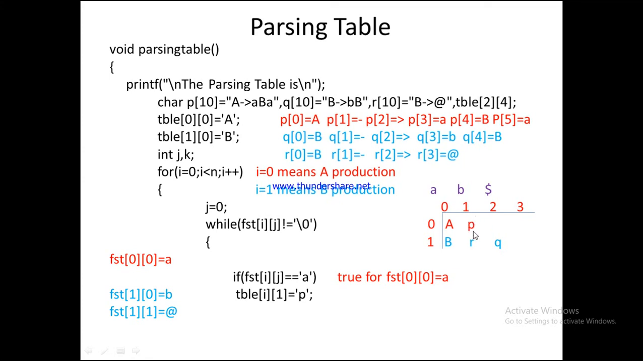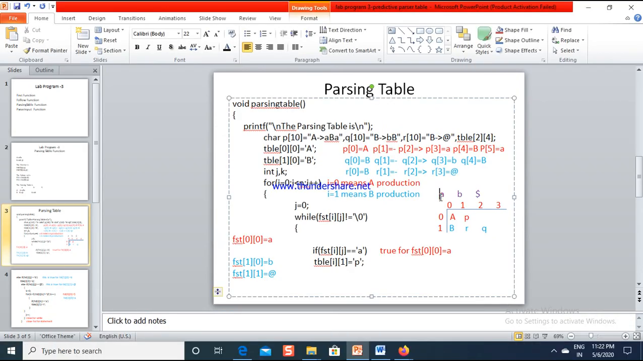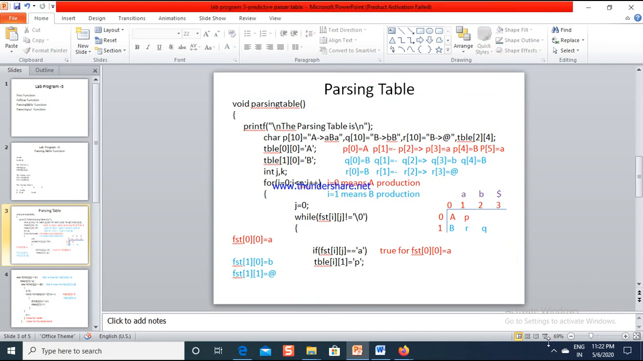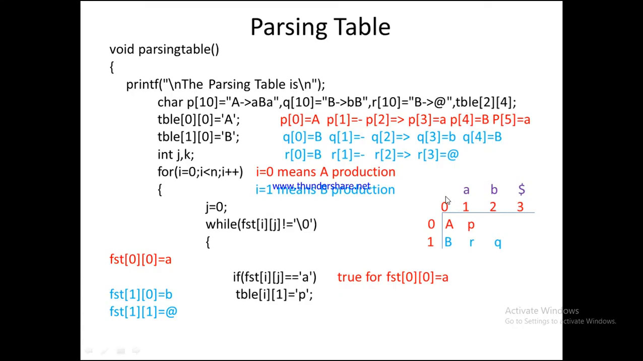So P means, finally while printing the final result, I will print this P. P means this entire production, Q means this entire production, and R means this entire production, which we will print finally. But here I am not printing any output. I am just filling the table entries, that's it, and nothing else. Don't get confused. In this particular table, I am just filling the table entries. We are not printing anything. Okay, so that is P.